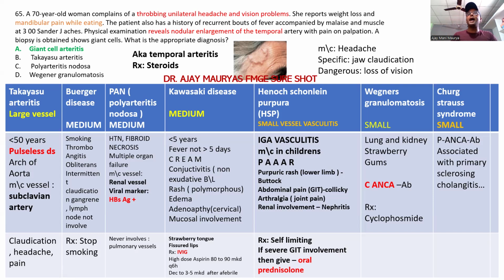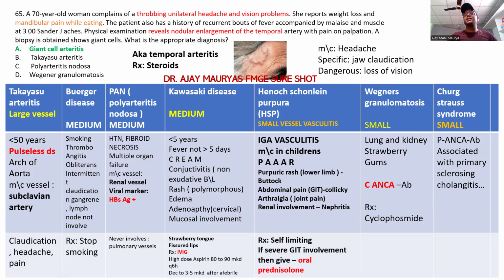You have a history of purpuric rash on the lower limbs and buttocks, abdominal pain which is GIT colicky pain, arthralgia, and renal involvement as nephritis. Treatment is self-limiting. Steroid is required only when there is severe GIT involvement, then you have to give oral prednisolone.